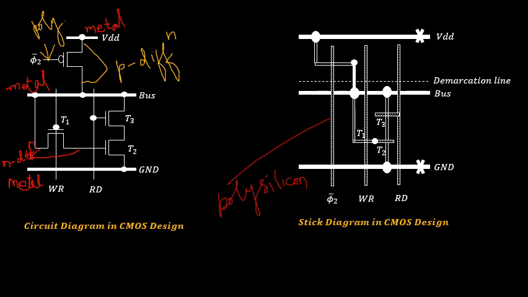N type of diffusion, and this write signal as well as the read signal will be a polysilicon structure, right? And all these will be N type of diffusion, and here this particular layer will be a polysilicon layer for transistor T2. So here this is polysilicon and N type of diffusion, so obviously one contact cut has to be used.